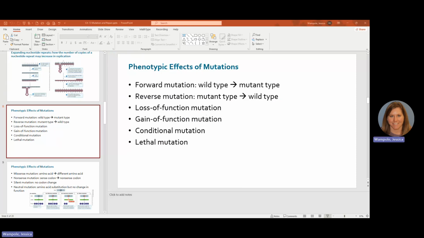All right, so 2 more ways that we can introduce mutations. One is through something called strand slippage. This happens usually when you have a run of the same nucleotide. Basically, in this example, you've got A, A.